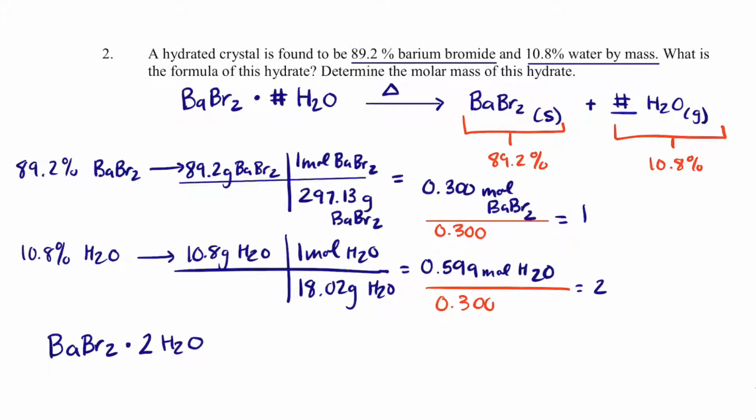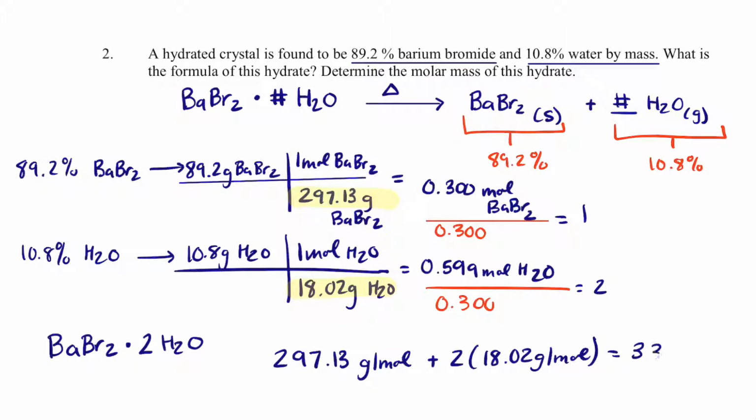And then to get the molar mass, again, don't do more work than you have to do. We're going to take 297.13 grams per mole. That's for barium bromide. And then I'm going to add to it 2 times 18.02 grams per mole. When I do that, 297.13 plus 2 times 18.02, I get 333.17 grams per mole.